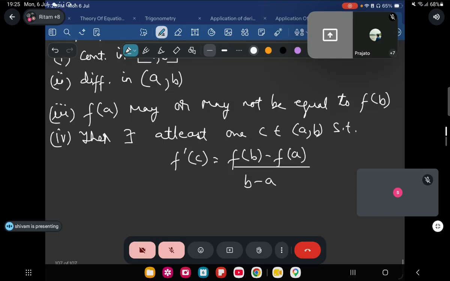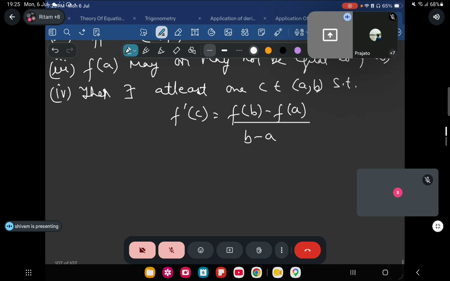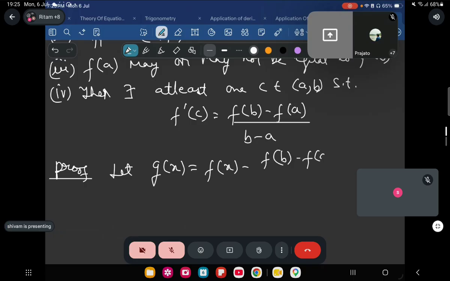Let us first of all see the mathematical proof, and then I'm going to show you the geometrical proof. Geometrically, what does it represent? So I'm going to take g of x is equal to f of x minus f of b minus f of a upon b minus a into x. Okay, everyone.